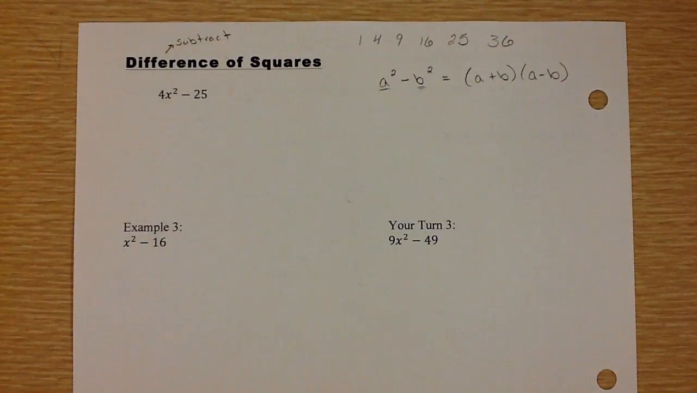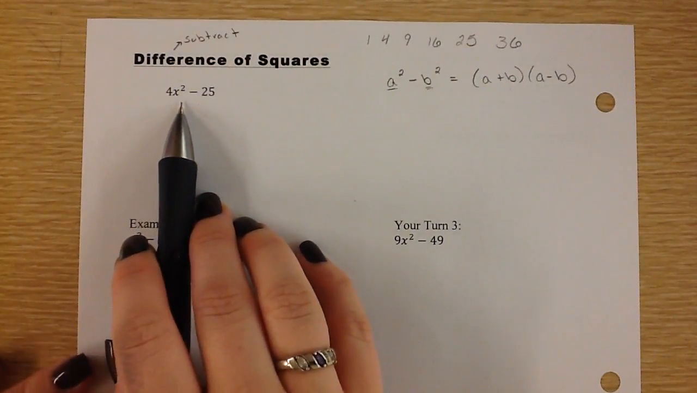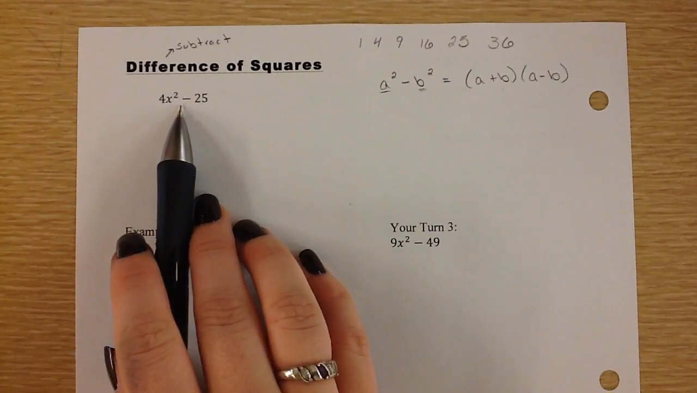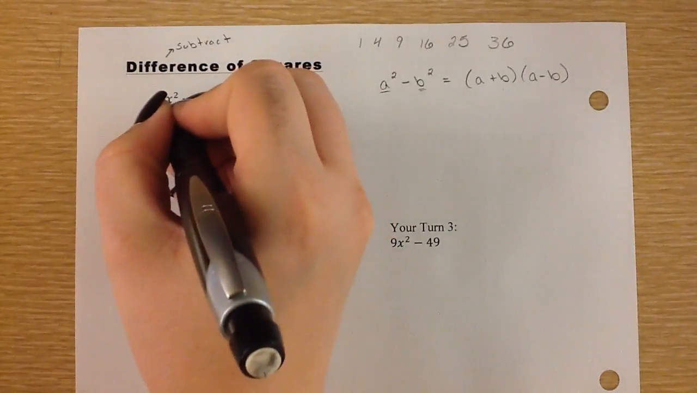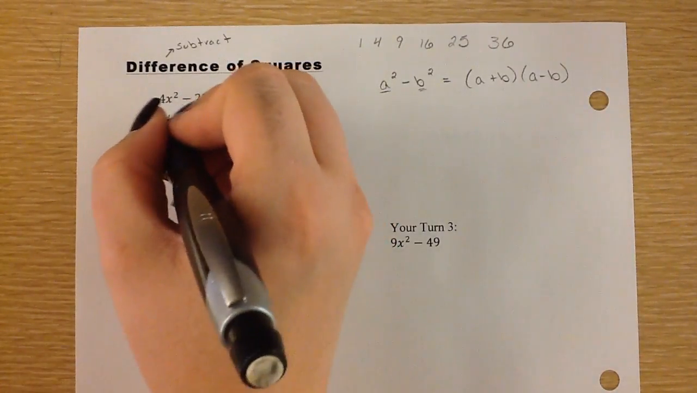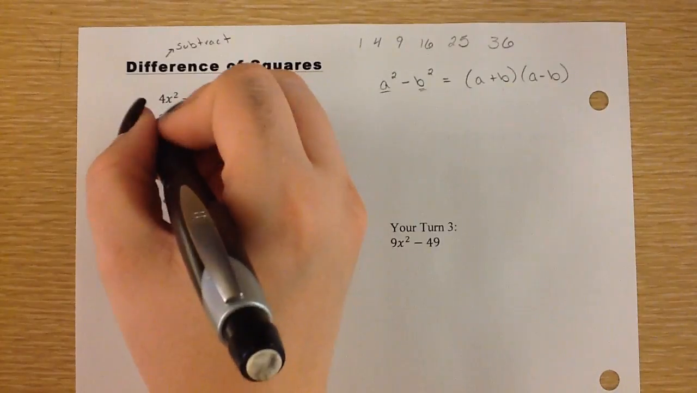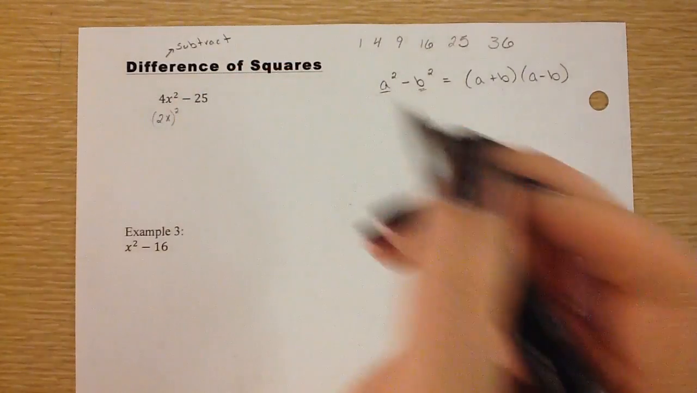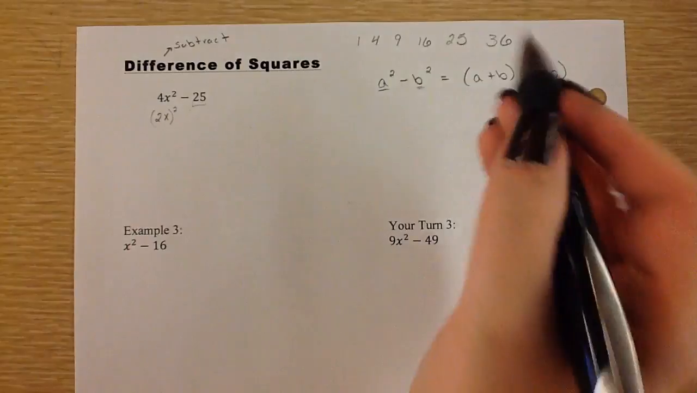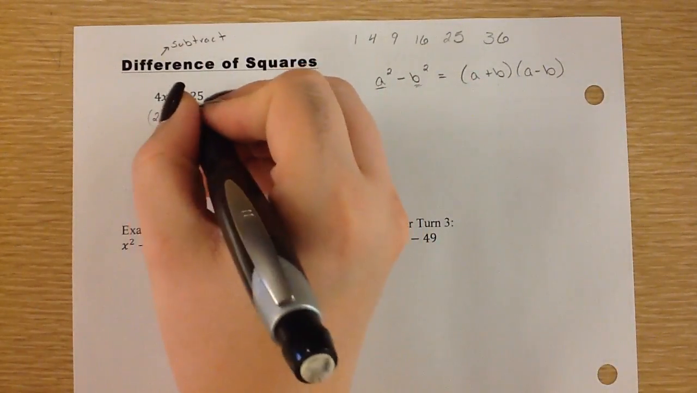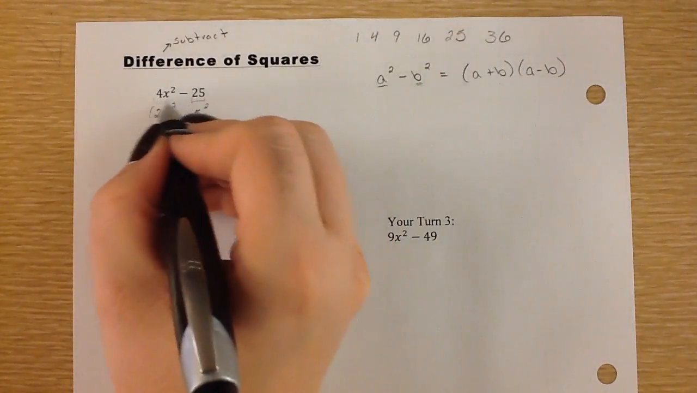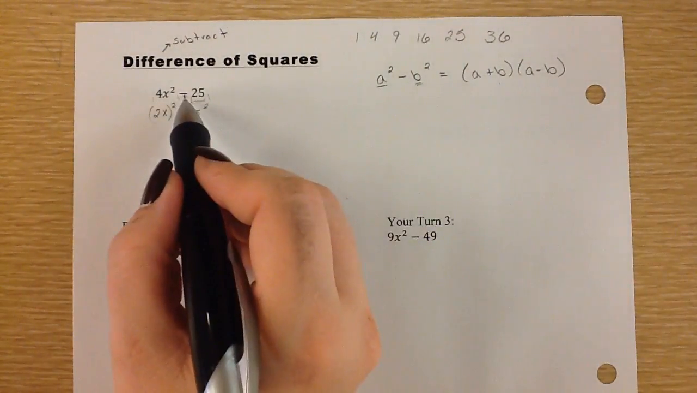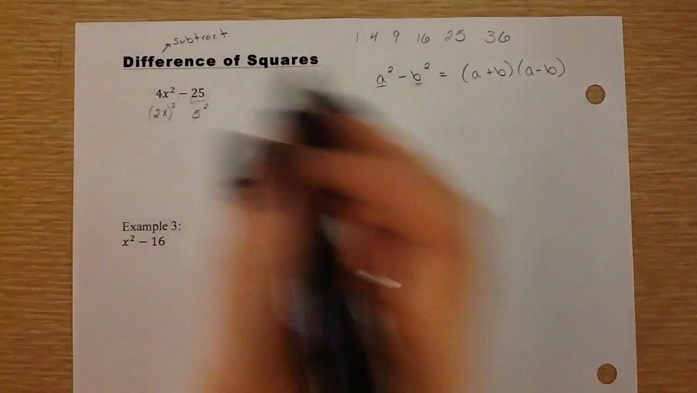Okay, so first we have to look: does it fit the pattern? First of all, is it a difference? This is a difference. Okay, is it a difference of 2 squares? Well, think about it. Is 4 a square? Yes, it's a square of 2. Is x squared a square? Yes, it's a square of x. So if I take 2x and square it, I get to here. And what about 25? Is 25 a square? Yep, it's a square of 5. So this is something squared, this is something squared, and it's a difference. There's my subtract. So I can factor using difference of squares.